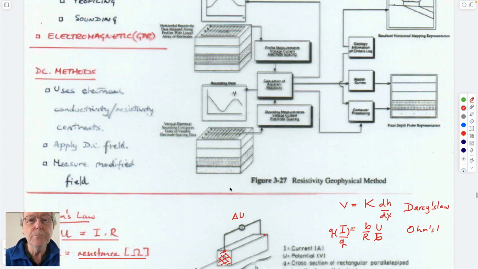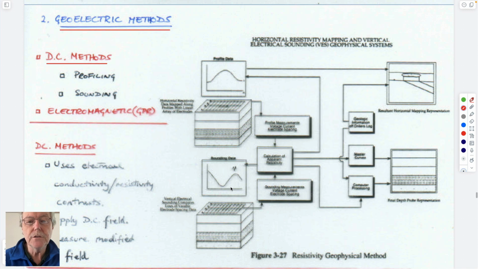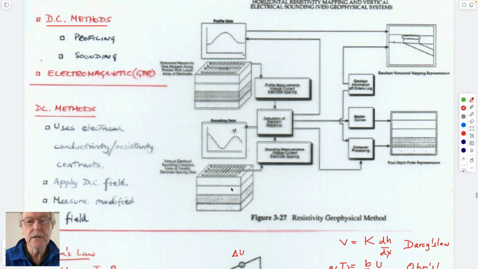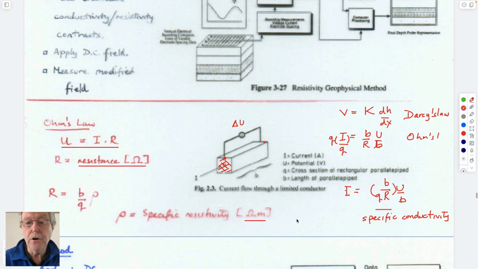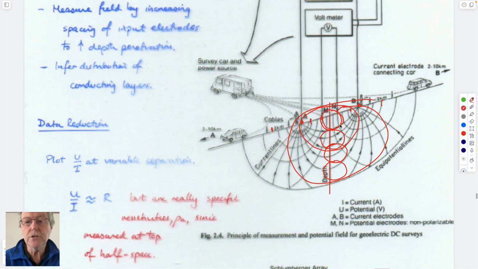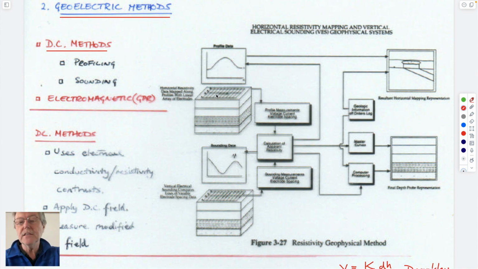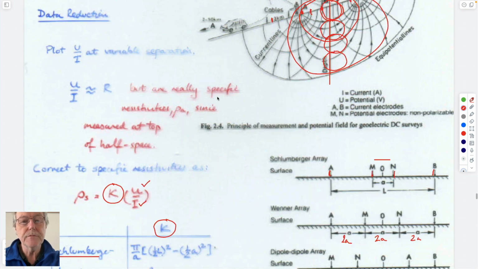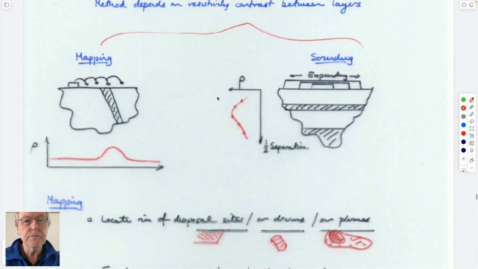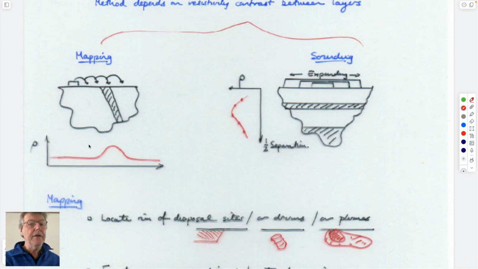And so you can use it in two modes. You can imagine doing it in this mode, where you take a location and you expand the individual arrays out to the side and do a depth sounding. Or you can imagine doing it as a single template and just taking that template and physically moving it across a section. And so that kind of behavior is shown here just by schematic.